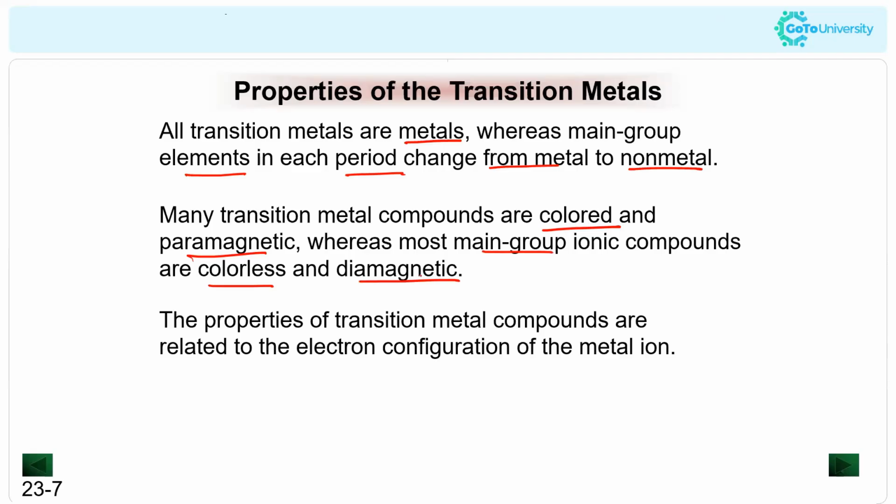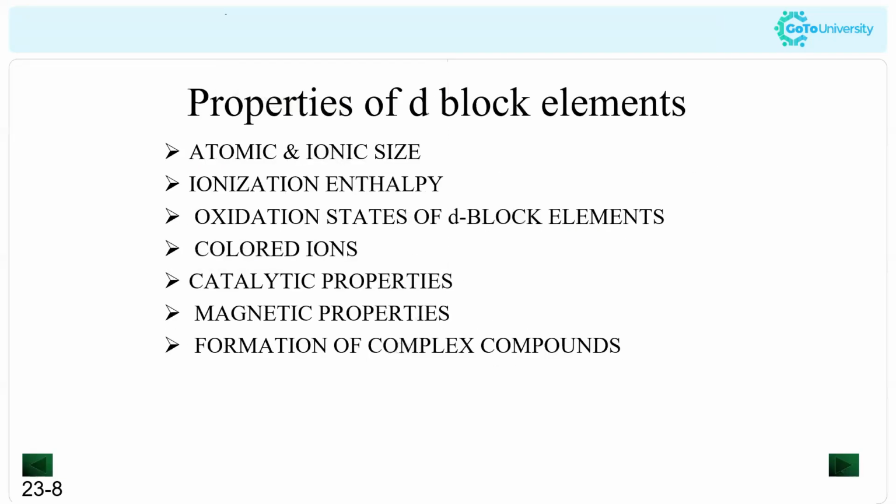This is another property. The properties of transition metal compounds are related to the electronic configuration of the metal atom or metal ion. It means all this color and these properties depend completely on the electronic configuration, because based on the 3d subshell configuration only we can predict the color, magnetic property and everything. Okay, that is also important.